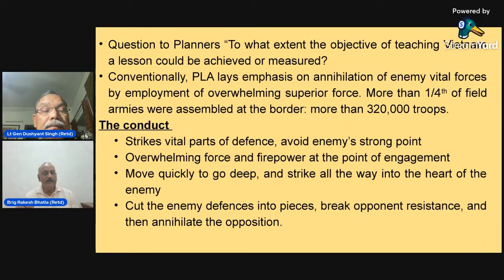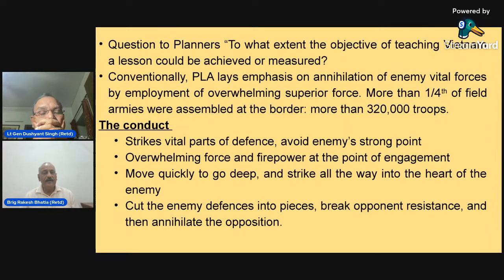Conventionally, the PLA is always in a hurry. It says annihilate the enemy. Vital forces of the enemy need to be eliminated with overwhelming superior force. 3,20,000 troops were collected there for this attack. And during the conduct, they chose the vital parts of the defense and did not attack the strong point. There was overwhelming force and firepower.